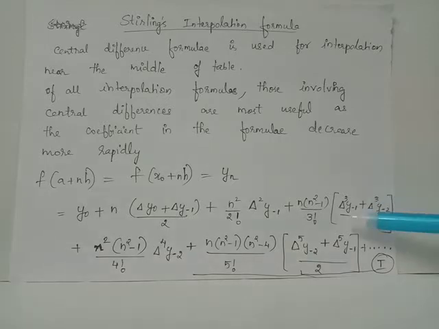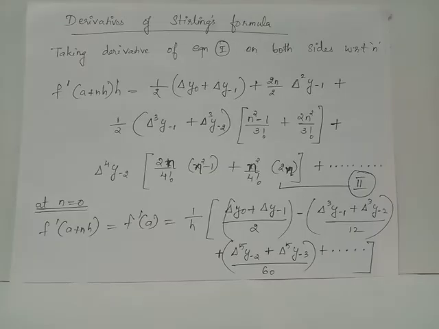For this term, we will have to make use of the product rule for differentiation because there are two terms, n into n square minus 1, which involve n. Otherwise, you can expand n into n square minus 1 as n cube minus n and then take the derivative, which will give you 3n square minus 1 divided by 3 factorial multiplied by this constant term. Similarly, derivatives of other terms can also be evaluated. Thus, we will arrive at equation 2.